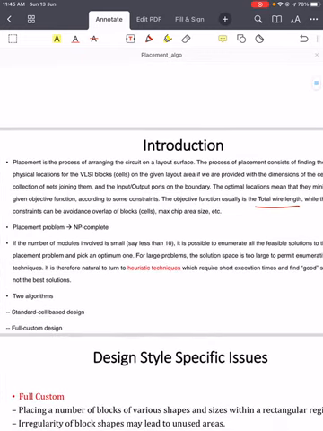Now the placement problem in a general sense is an NP-complete problem. If the number of blocks involved is small, let's say 10, then it is possible to enumerate all the possible solutions to the placement problem and pick an optimum one. But for large problems, where the number of blocks is quite large, the solution space is too large to permit enumerative techniques. It is therefore natural to turn towards heuristic techniques which require short execution times and find some good solutions, if not the best solutions.